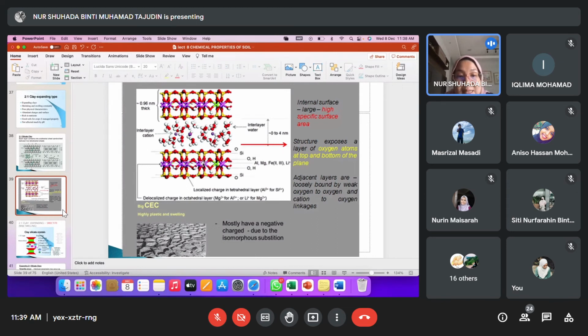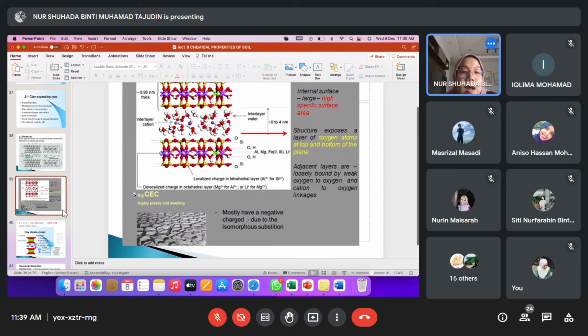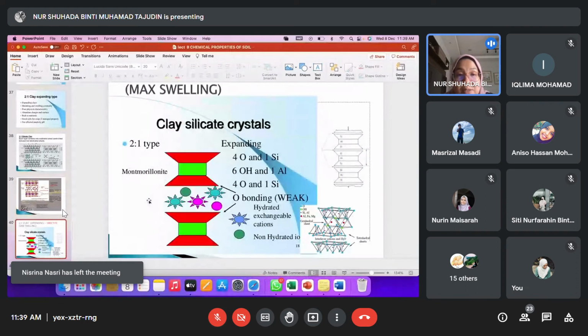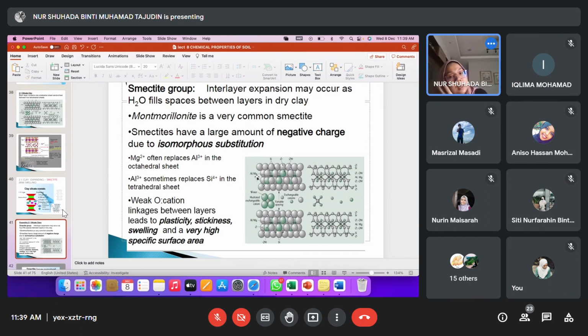Okay, so in this type of soil, it has higher CEC, but it also depends. It depends on montmorillonite or illite, depends on the name of the clay, the properties of the clay. So this is the theory, the fundamental is because of the structure. Okay, so we go for the first one.